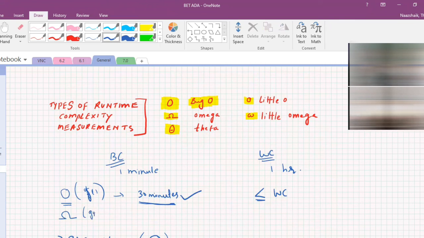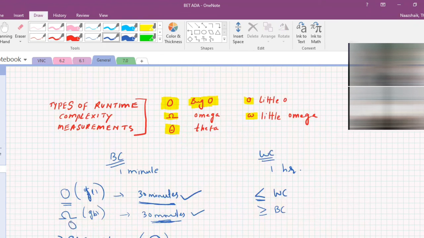Now, let me say that the omega of my function, that is my algorithm, is taking 30 minutes. Is this correct? What is the definition of omega? What should it do? Equal to best case. So is this satisfying? Yes.